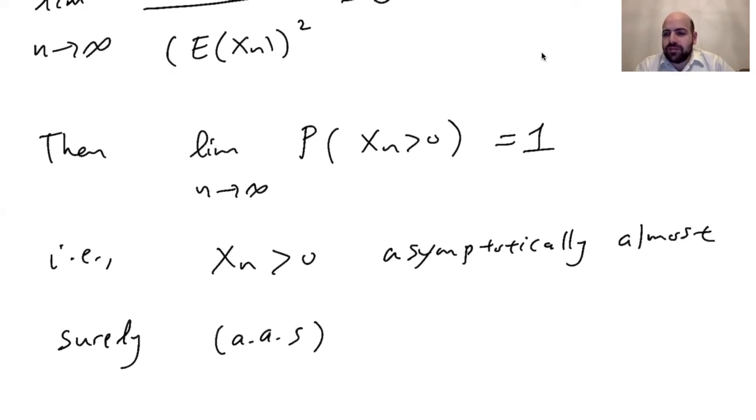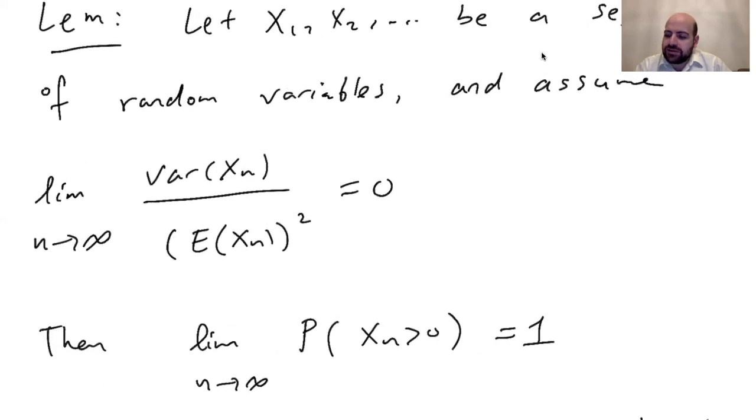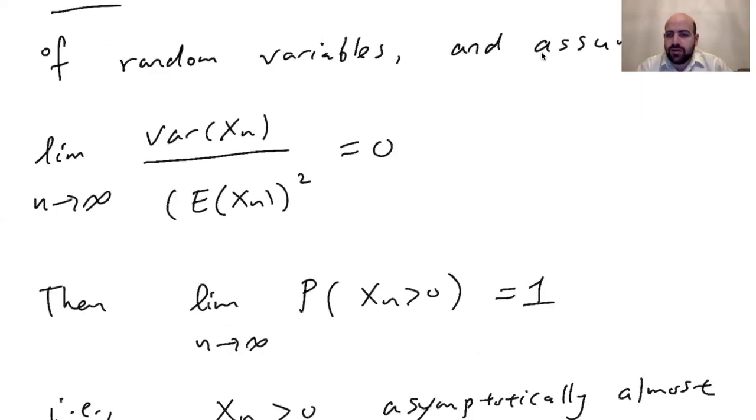So the probability of a sequence of events converges to 1. In that case, we would say that that event happens asymptotically almost surely. Basically we want to say that if you have a sequence of random variables and this property holds, then ultimately we can say that Xn will be bigger than 0 almost surely.